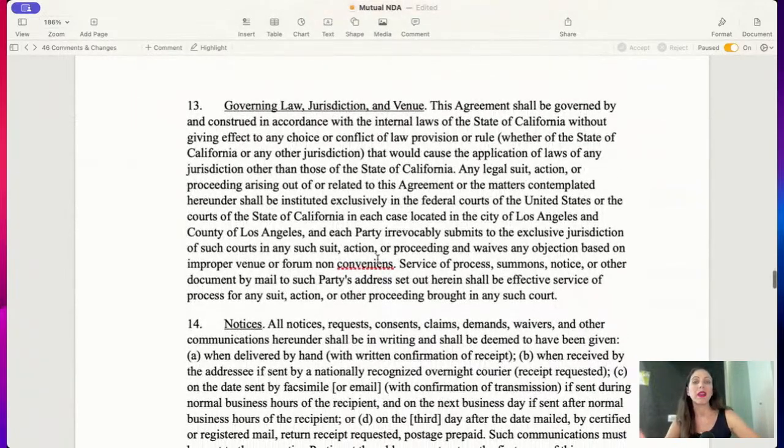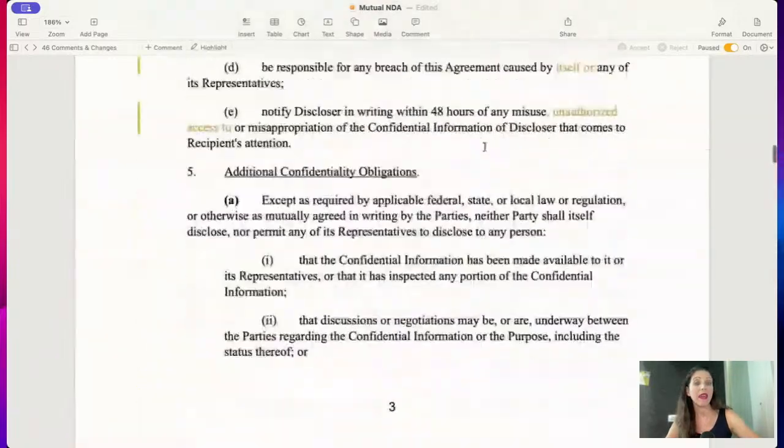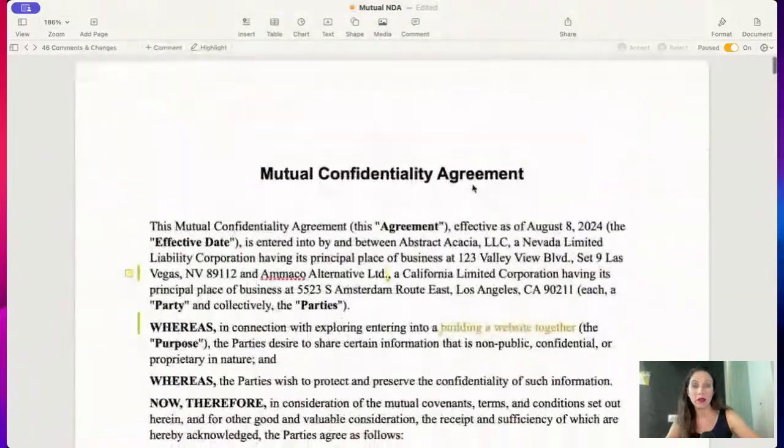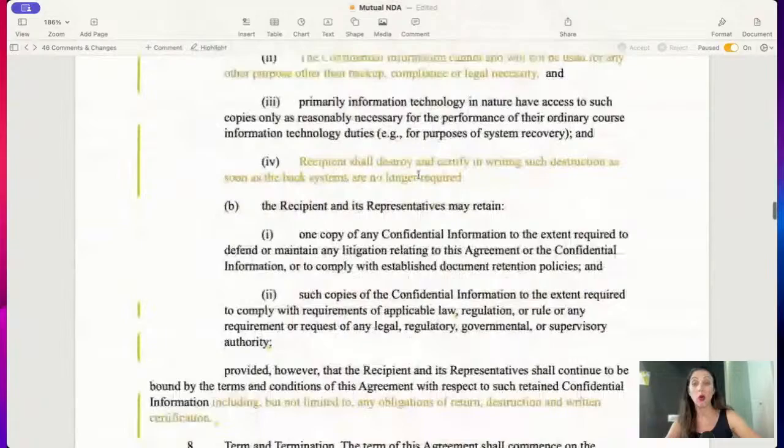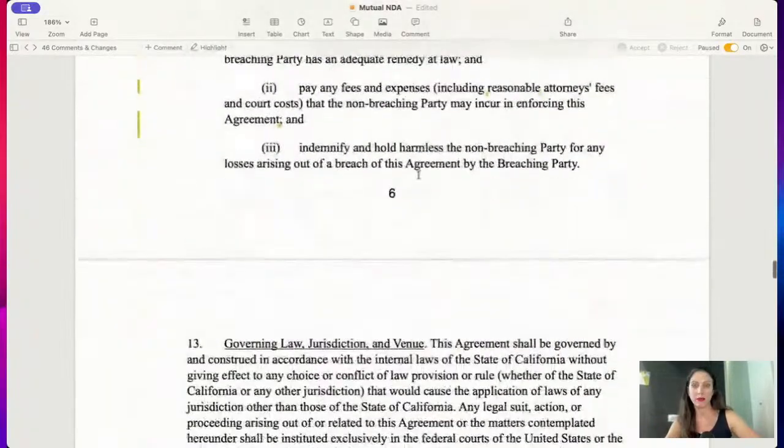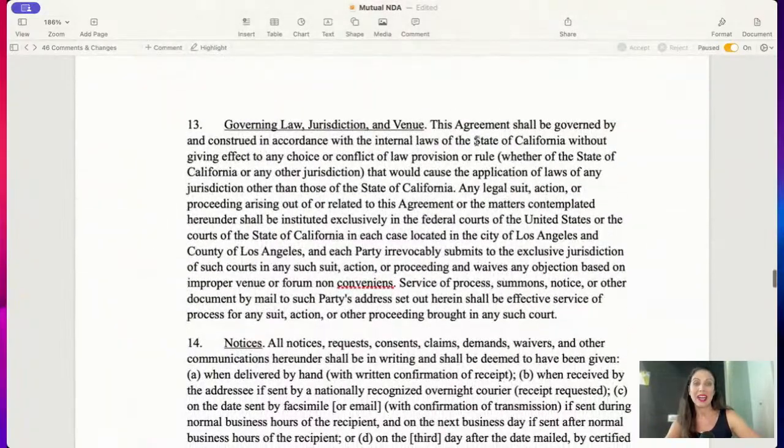Governing law. Okay, let's see what state or country they want this agreement in, because I'm in Nevada and they are in California, if I recall. Yes, California. They're in California, right? So Amical Alternatives in California. I am in Nevada, so they likely have listed California law down here, or they've picked another jurisdiction. Let's see, governing law, state of California.